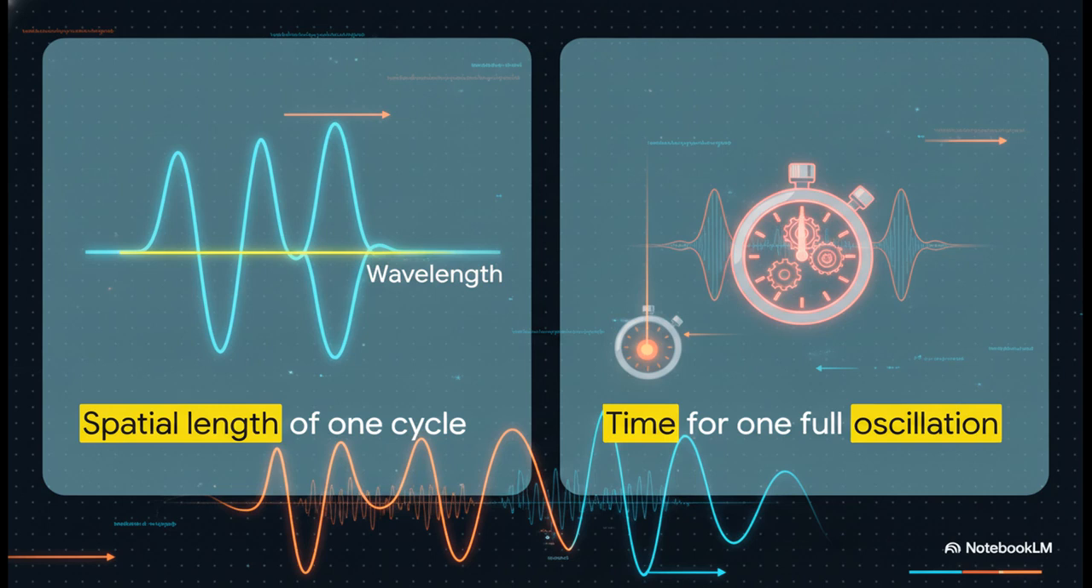Now, it's pretty easy to mix up wavelength and period, but they perfectly balance space and time. Wavelength is the spatial footprint of the wave. If you took a quick freeze-frame photograph, it's the physical distance from peak to peak. Period, on the other hand, is the temporal heartbeat. It's the exact time it takes for one full oscillation to occur at a single point. So space versus time, perfectly balanced.